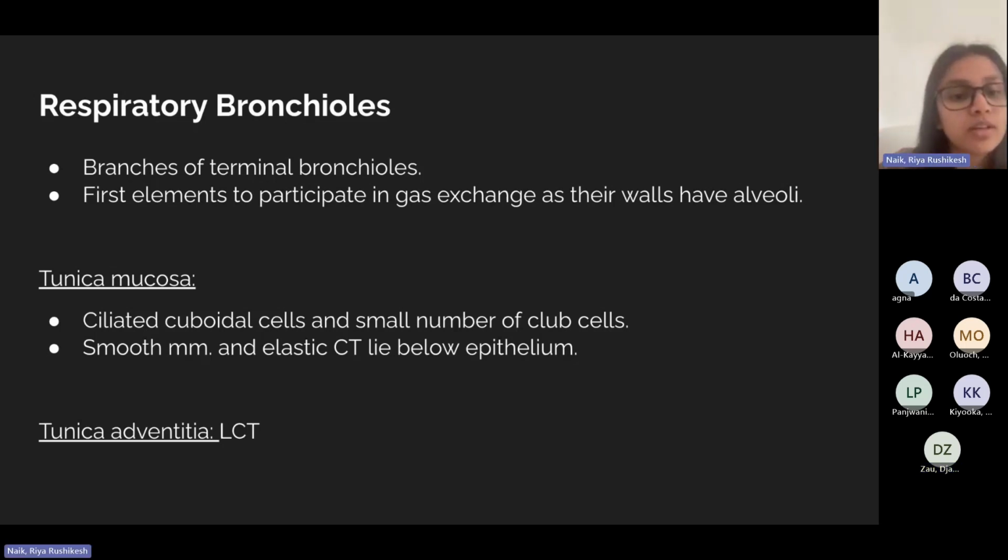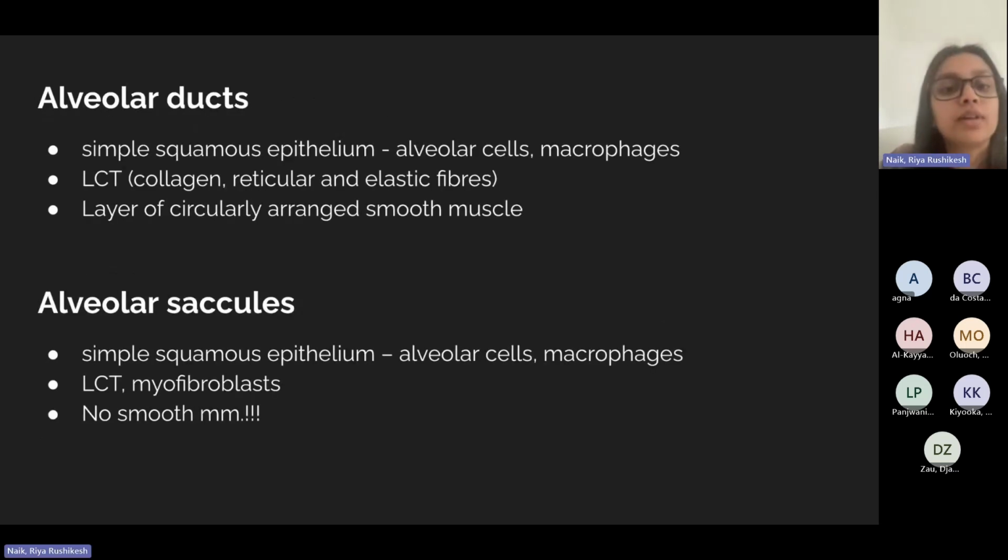The tunica mucosa is made up of ciliated cuboidal epithelium, and it also has a few club cells. Right below the tunica mucosa, we have a layer of smooth muscle cells and elastic connective tissue. The tunica adventitia is made up of loose connective tissue. These are further divided into alveolar ducts, and they lead into alveolar saccules.